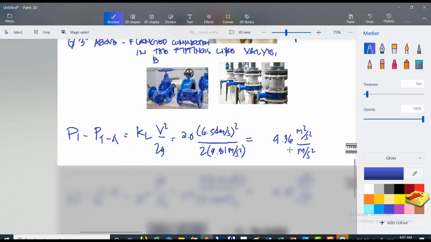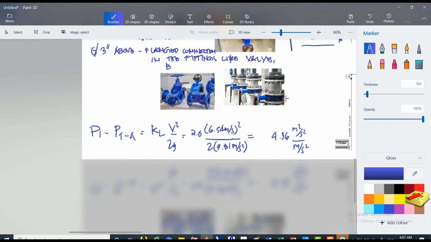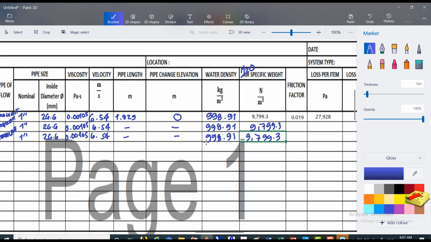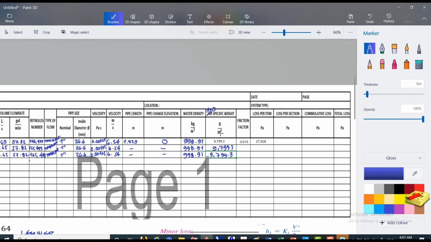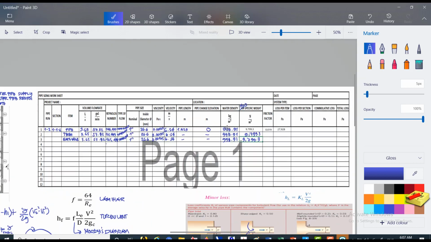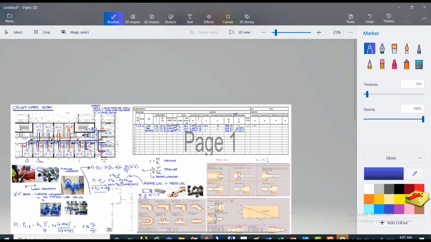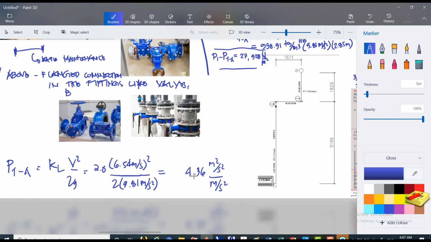So the unit of the pressure, or force over square area. So we need to multiply the specific weight. So we have a specific weight, which is 9,793, and this is specific weight in Newton per cubic meter. So we need to multiply the density.